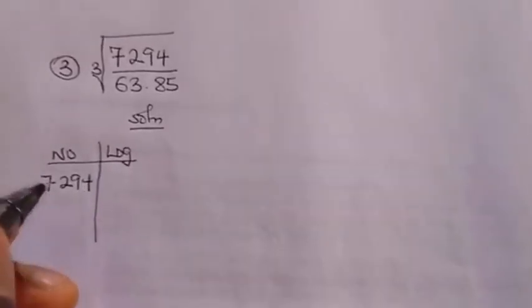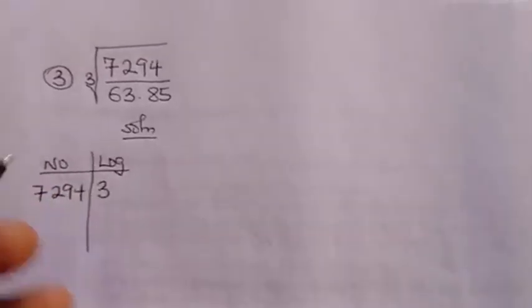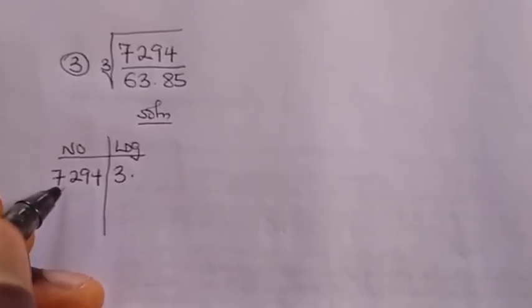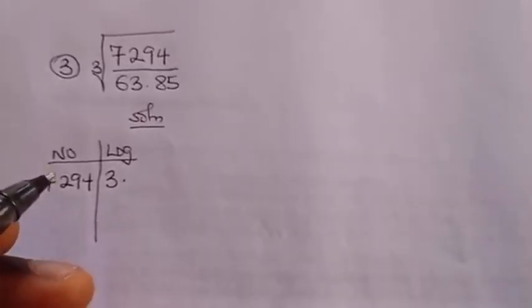The third question, the cube root of 7,294 over 63.85. We have first of all a number, and then here we have log. For the first one, we have 7,294, and the characteristic here is 3. If we are expressing this in standard form, we only have one integer. So we need to move this 1, 2, 3 before we get to that one integer to the left.